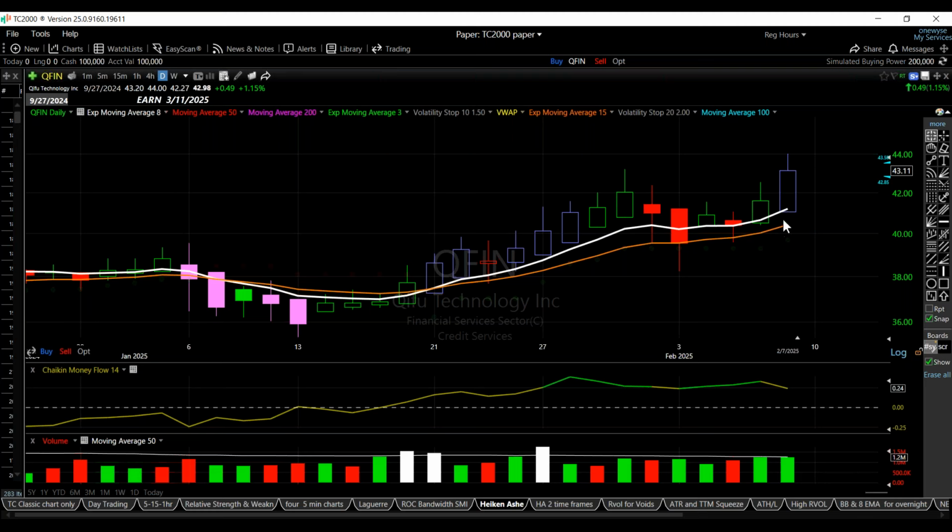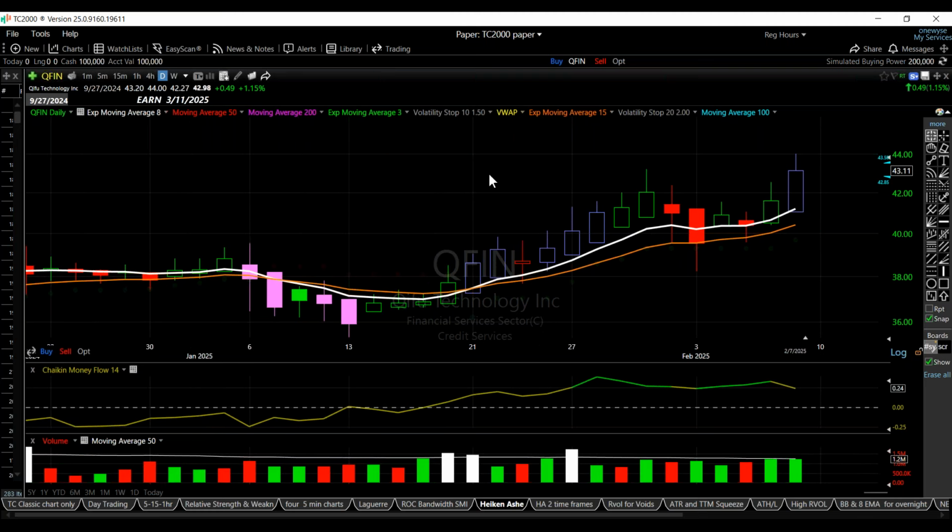Typically, when you get a Heiken-Ashi reversal, you usually will get some continuation to the upside over a couple of days, and bearish to the downside. Like you had here, you had a little bit of a down move. But this is a nice Heiken-Ashi candle on QFIN. So it'd be one I'd be watching for Monday.